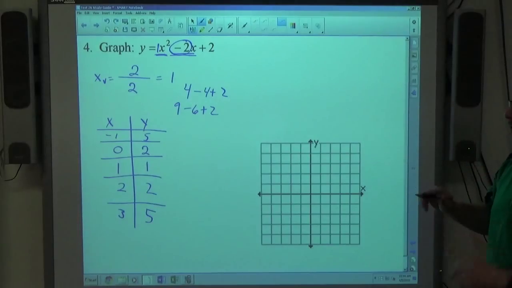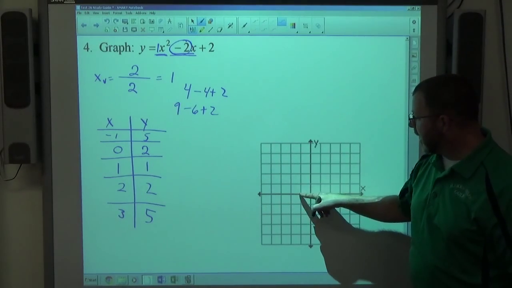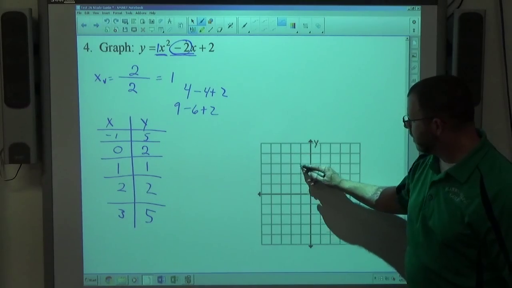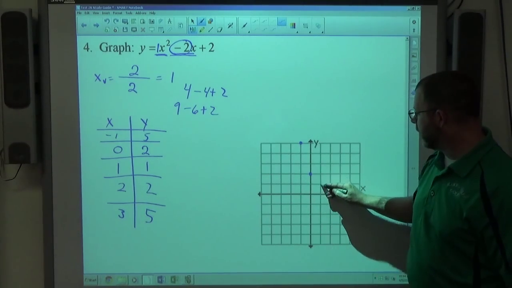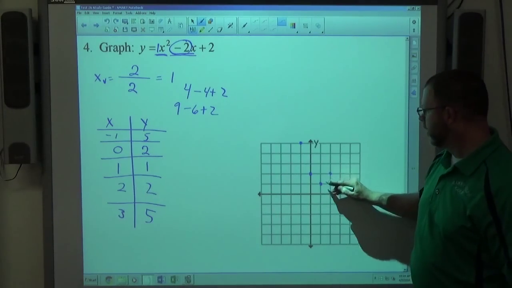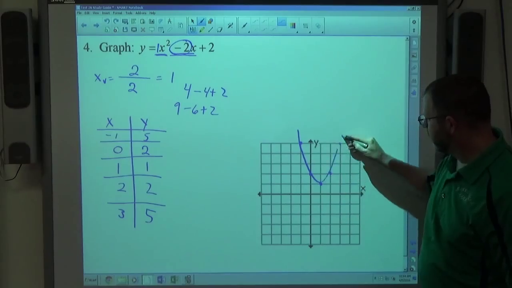So once you get your 5 points, you graph them on the Cartesian coordinate plane. -1, 5. 0, 2. 1, 1. 2, 2. 3, 5. Creates that nice parabolic shape we'd expect.